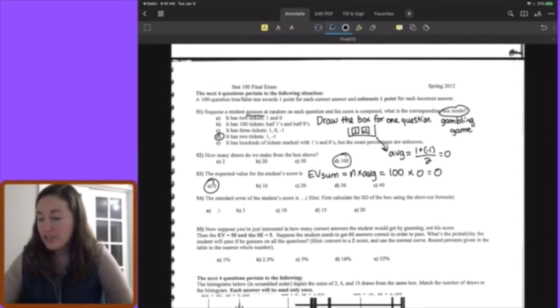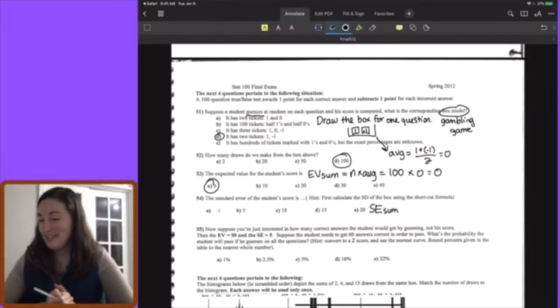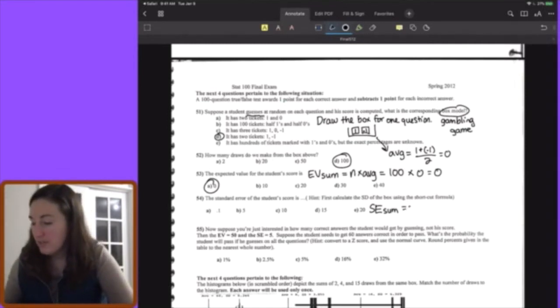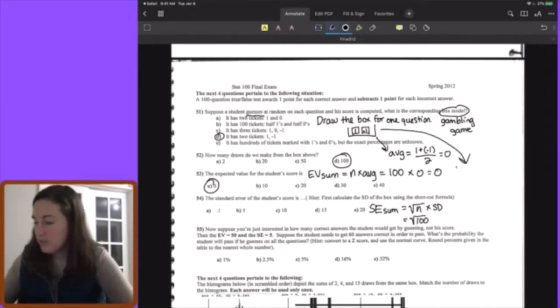What is the standard error for the student's score? So in other words, what is the standard error of the sum? Because again, no mention of averages in this case. There's only one student, so we can't really do an average. And there's no mention of percents either. So standard error for the sum is the square root of n times the SD of the box. So I'm going to need to find the SD for this box. So I'm going to do that right here.